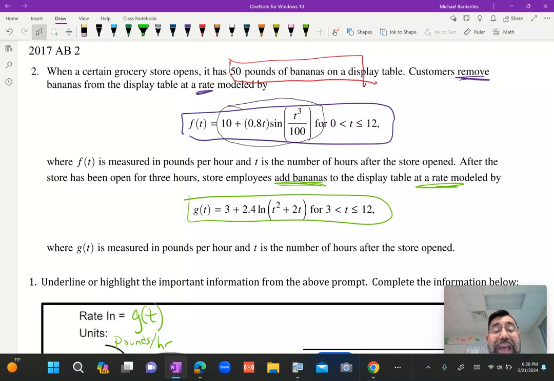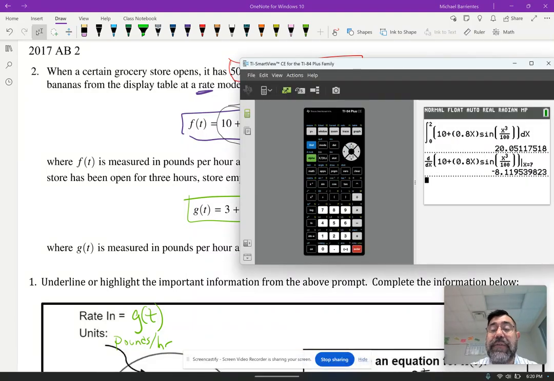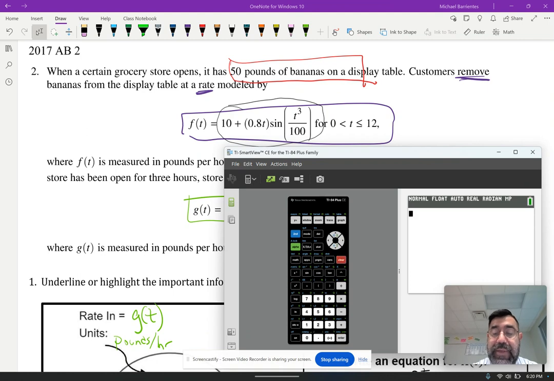Remember, we just want f of 5. We don't want f prime of 5. We just want f of 5. So f of 5 would be 10 plus parentheses 0.8 times 5 times the sine of 5 cubed over 100. What am I doing? I'm substituting a 5 wherever I see a t because we want time 5.